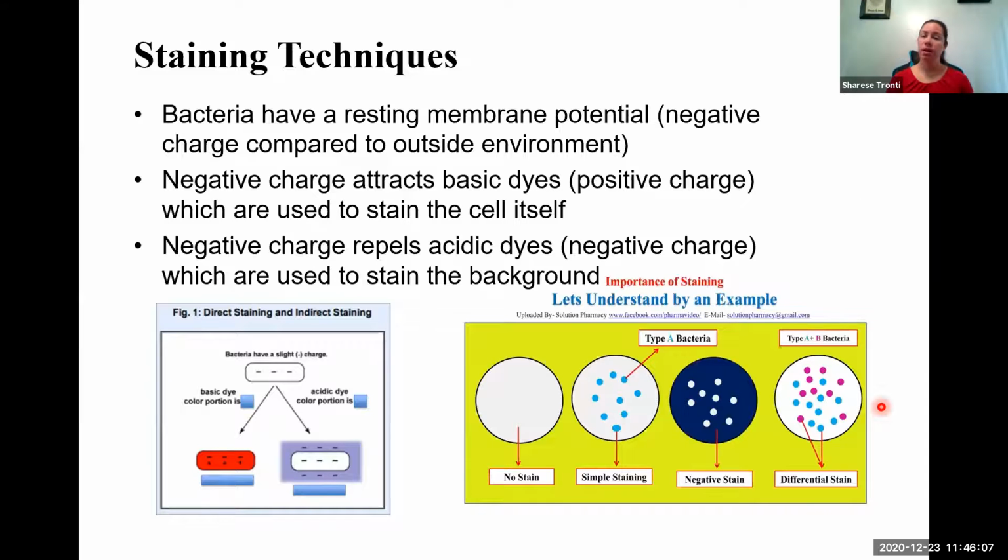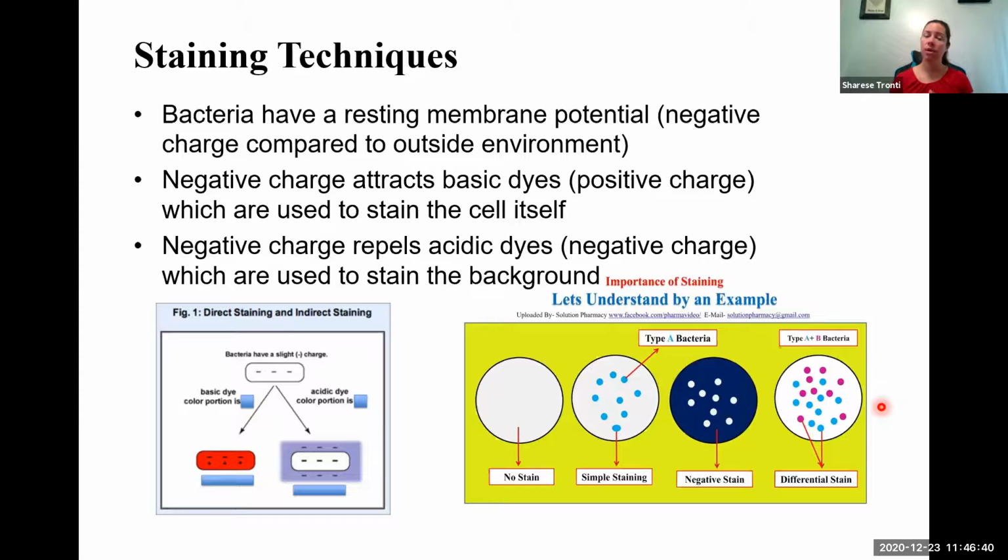So before we can understand how stains work, first we need to recall resting membrane potential. Hopefully you learned about resting membrane potential and how that makes the inside of the cell more negative. That's going to be based on different permeabilities of the cell membrane. It's also contributed to by negative DNA. So DNA is negatively charged. There's also a lot of larger proteins that are negatively charged inside of the cell.